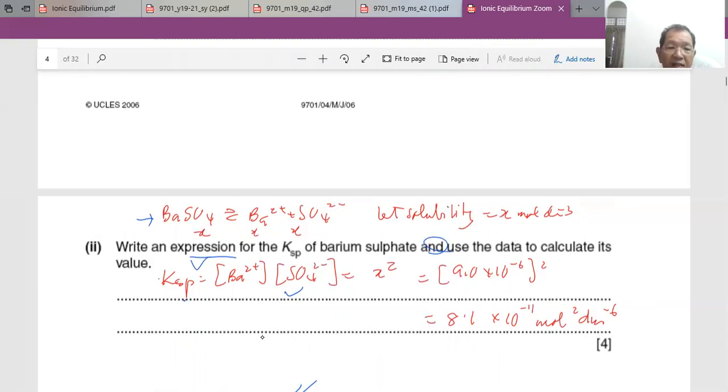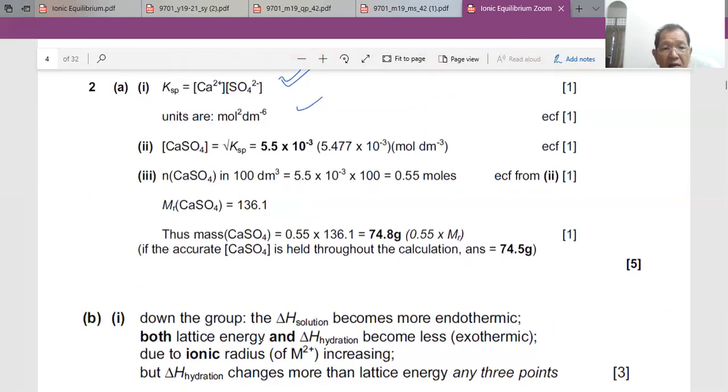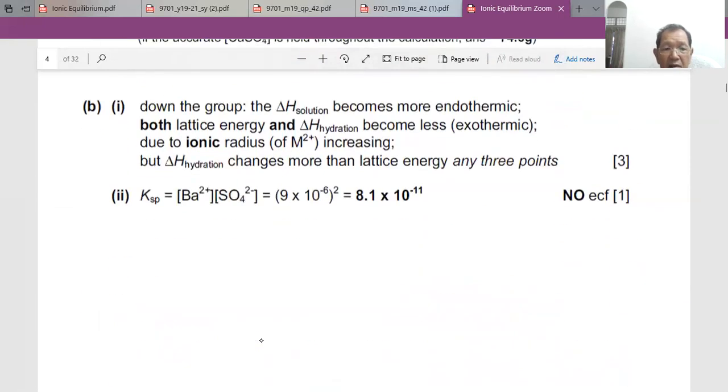So this X moles, so solubility is X moles per dm cube. So X here. So X squared equals this one here. So root. So root here. So X equals root 9 times 10 to the power of minus... Sorry, that's the square, okay? 8.1. See, I even make mistake. Hurry. Okay, 8.1.